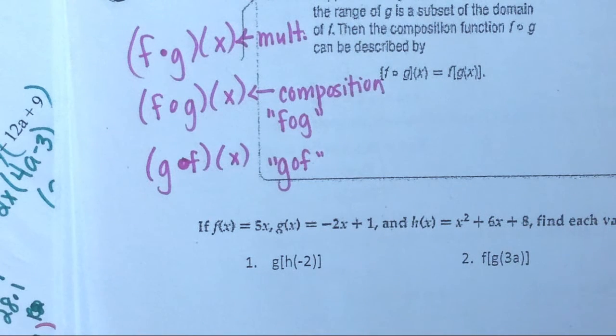Now, could they use different letters and still want us to do composition? Absolutely. Literally, we're looking for the open circle. The open circle is how we know it's composition. But, again, math teachers are lazy. We tend to use F and G, so it tends to spell out the word fog or golf.